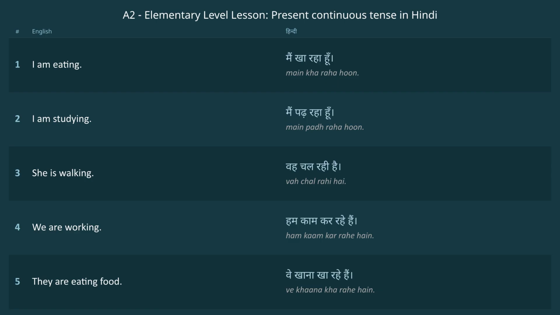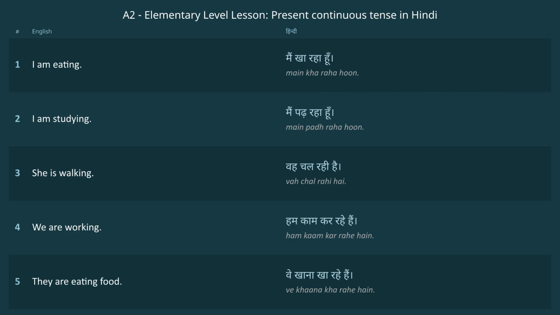Now let's move from I to he and she. In everyday Hindi, vah can mean he or she depending on context. So he is eating is vah kha raha hai, and she is eating is vah kha rahi hai. Listen to the last word too. With vah, you often use hai, is. With main, you use hu, am.